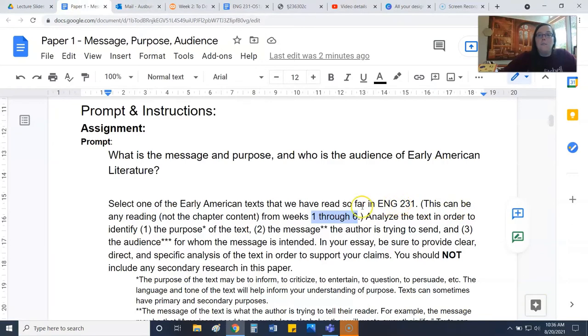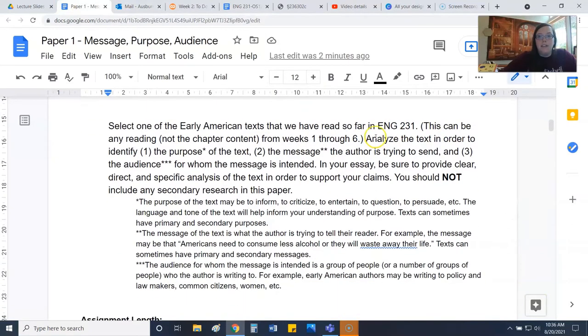Okay, what I want you to do once you pick your text is analyze the text in order to identify the purpose of the text, why was it written, the message the author is trying to send, what do they want to tell people, and the audience for whom the message is intended. Who was this written for? Make sure you are clear and direct, and you're going to want to ensure that you use specific and quoted evidence from the text that you choose in order to support your thinking.